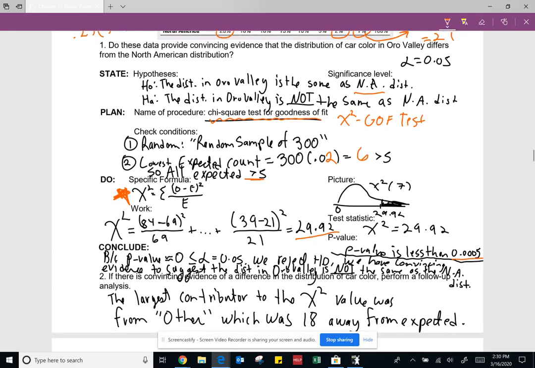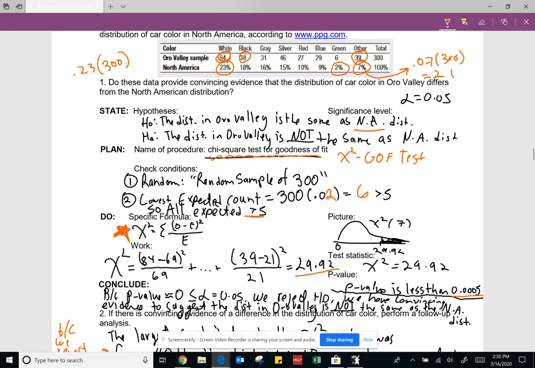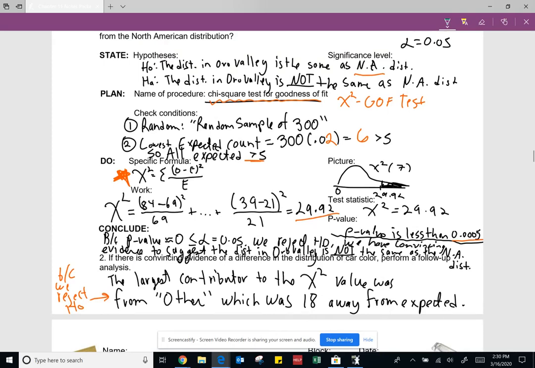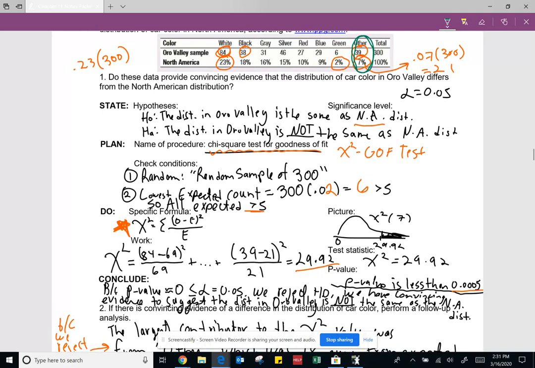And because we rejected H0, we then want to have this follow-up. If we didn't reject H0, we wouldn't have this follow-up. But because we rejected H0, we would then want to follow up with this, even if this question wasn't here. So this is kind of to try to help us in the notes. But on an exam or on the homeworks, you want to follow up regardless of if this question is there or not. We would say that the largest contributor to the chi-squared value was from the other category, where we were actually 18 away from what we expected. So we observed 18 different than what we expected.